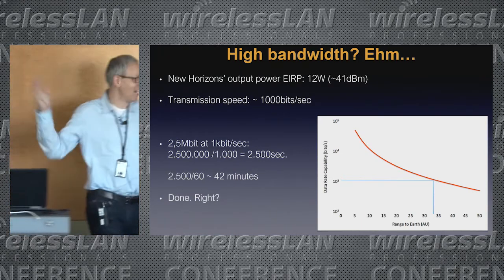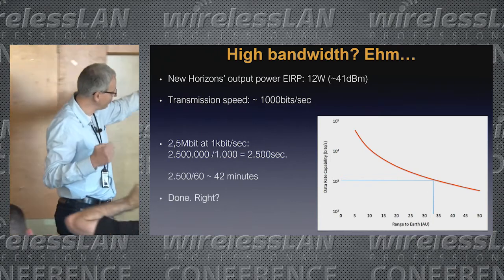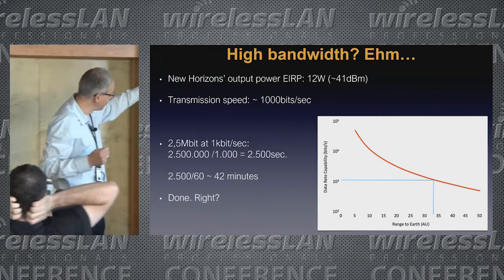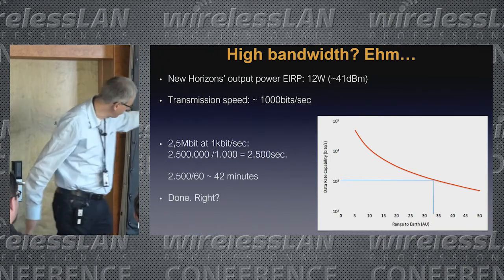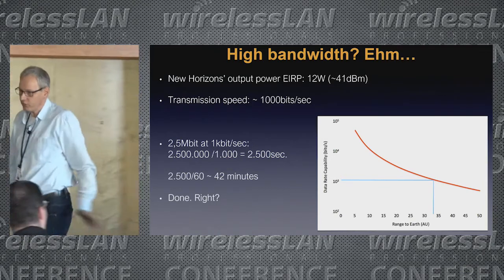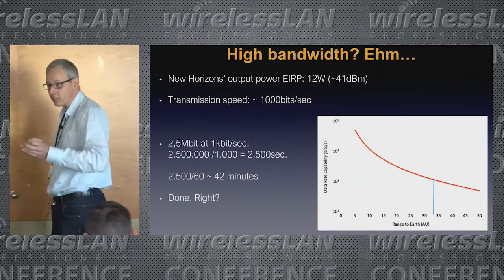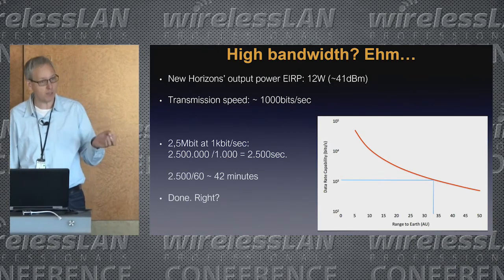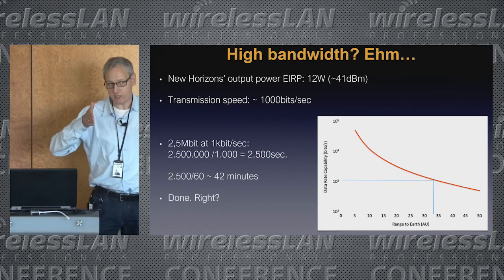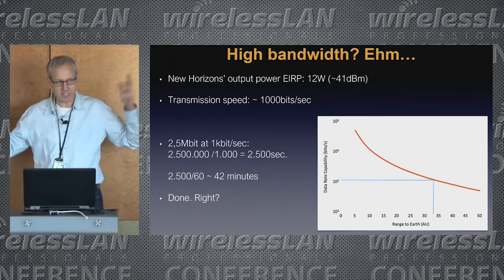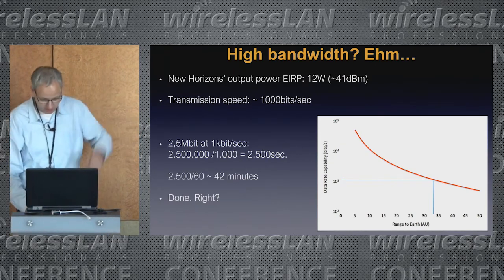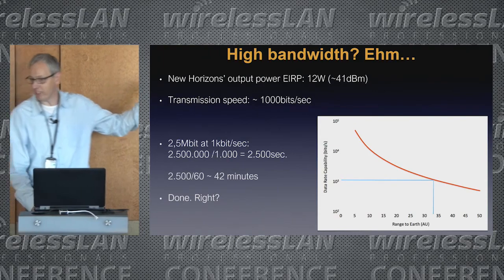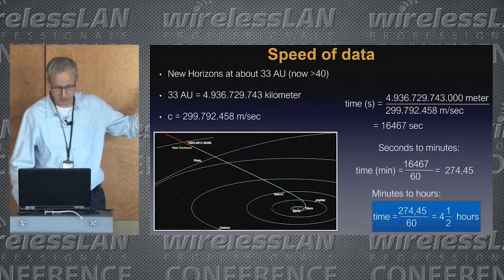and you're done, right? I mean, that little graph there shows you what kind of bandwidth you can get depending on the distance you have, and it says there AU. AU stands for astronomical unit, which is about 150 million kilometers, the distance between Earth and the Sun. That's easier because all those big numbers start to confuse you. That's easier to say. So you're done, right? 42 minutes for one file, 2.5 megabits. Wrong.